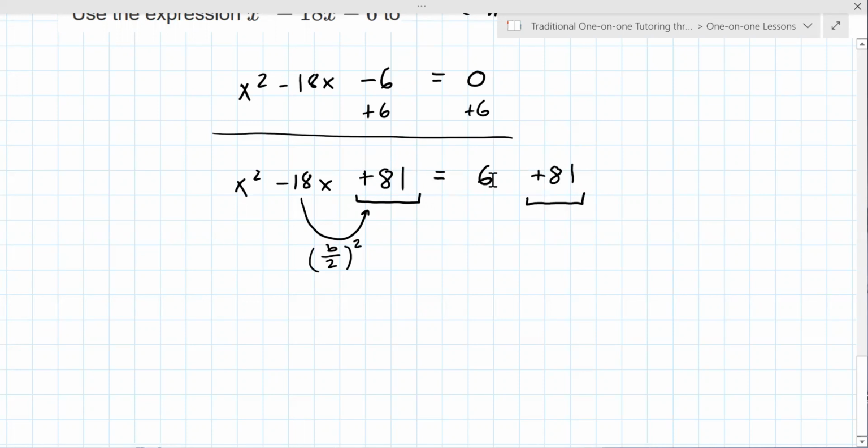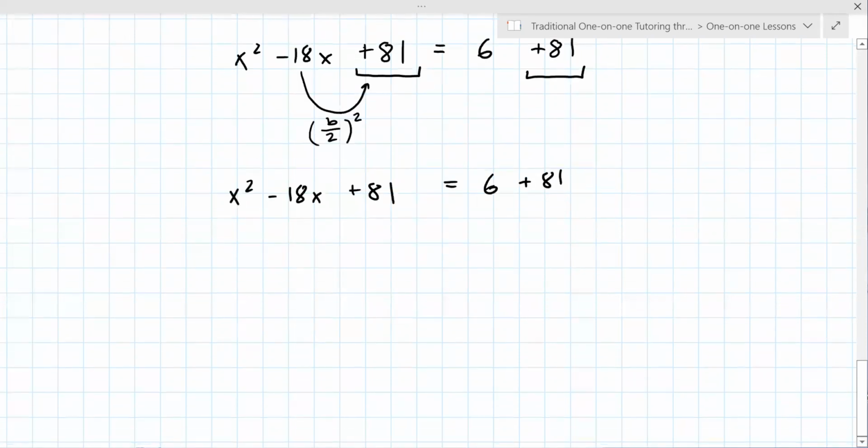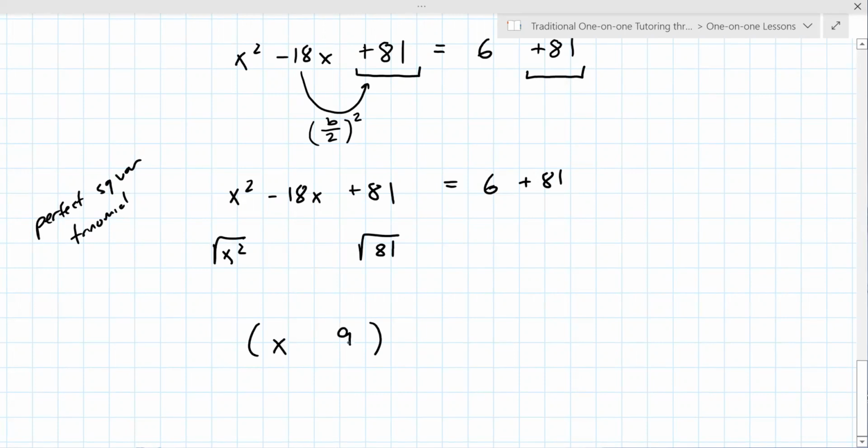Okay. Now I'm just going to rewrite it here so that we can focus our attention on this next line. So on the left here, this is what's called a perfect square trinomial. And I know we did a lesson on this. What you have to do is take the square root of the first term and the square root of the last term, and that's what goes in parentheses. So it's x and then a 9.